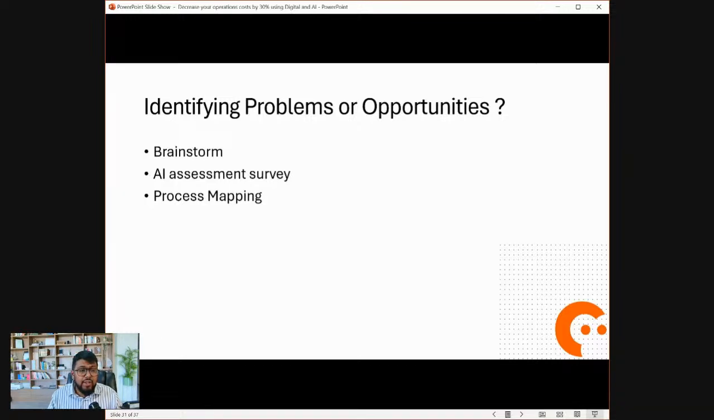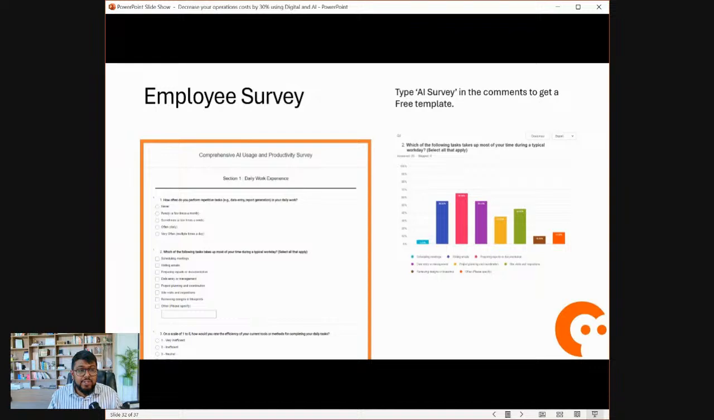Another powerful way is to do an AI assessment survey. We have got a survey template that we can provide to you. Basically, it's an AI usage and productivity survey that asks questions around, okay, which of the following tasks take up most of your time? What do you find frustrating? And it goes through different workplace experiences to identify what are some of those manual, robotic tasks that we would like to automate. And then you can produce reports from there.